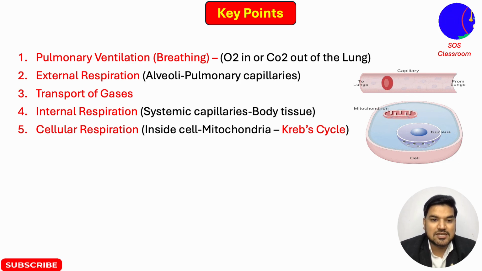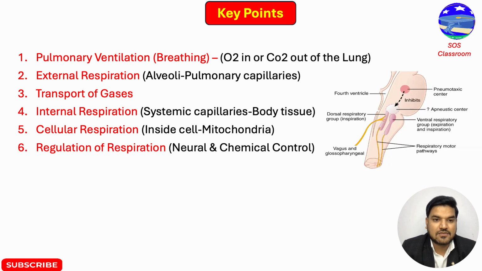Next, we will discuss cellular respiration. Cellular respiration means the respiration occurs inside the cells, at the place of mitochondria. That is also called the Krebs cycle, or citric acid cycle, or TCA cycle. So inside the mitochondria, the Krebs cycle occurs in the presence of oxygen, that is called cellular respiration.